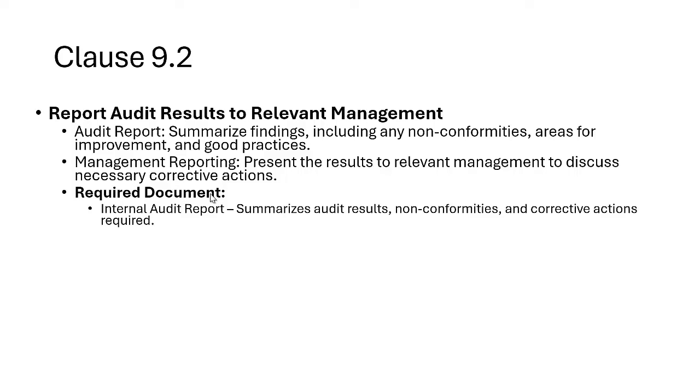And then next is to report the audit results to the relevant management. There is an audit report, which documents the findings and non-conformities. It is always good to have a balanced report. It should not be always negative. It should be a combination of both. Like, I did the audit of this control and found the control effective, which is great, but other controls are not effective. So it's a balanced approach. As an auditor, you can also provide recommendations. The action plan will be prepared by the auditee. The required document is the internal audit report, which summarizes the audit results, non-conformities and corrective action.